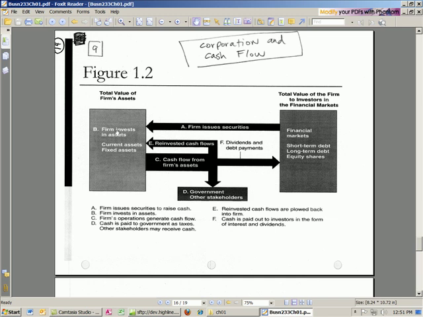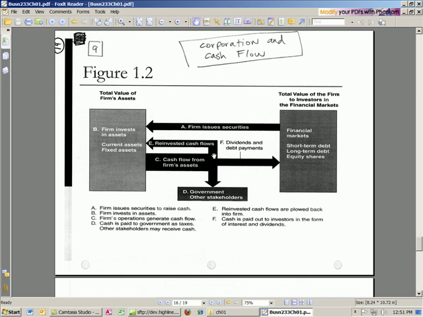Now, firm invests in assets, right? We talked about we buy assets. We buy machines, buildings, all that kind of stuff. What are we buying assets for? To get a return, right? So there's going to be some cash from the assets. Not always, especially in the early years of the company. Maybe you don't have a lot of cash from assets, or in the early months or something like that. But get this, it's going this way.